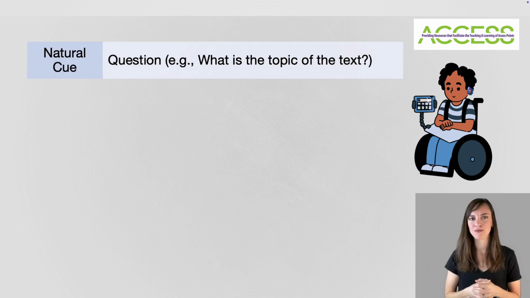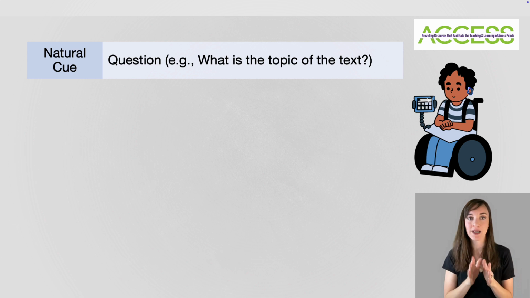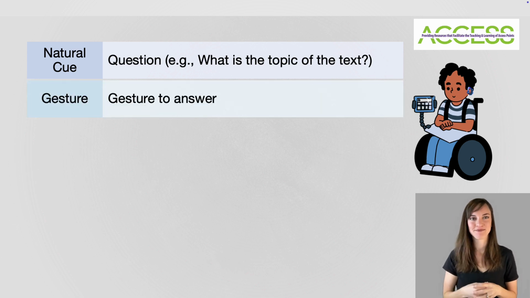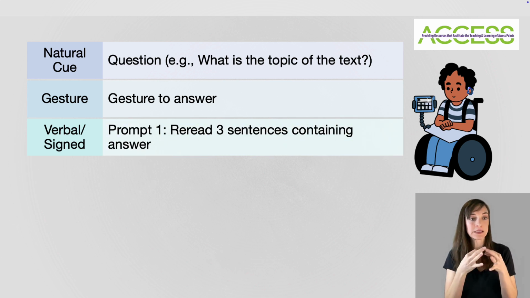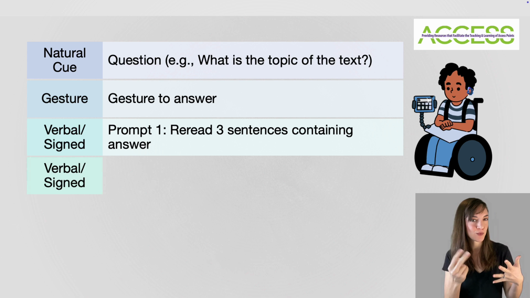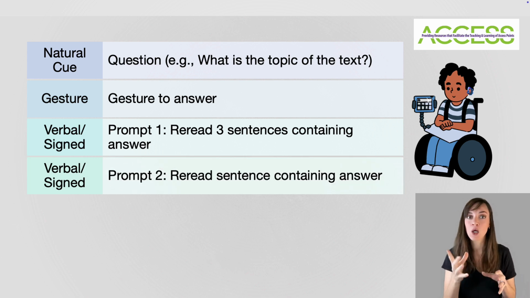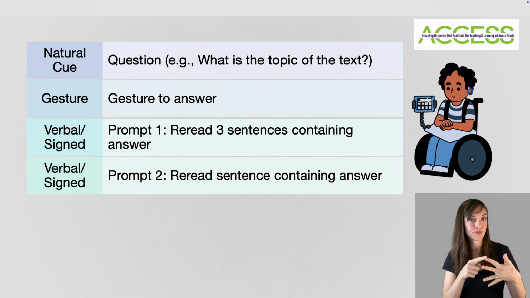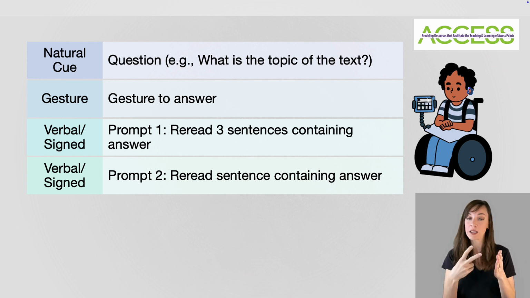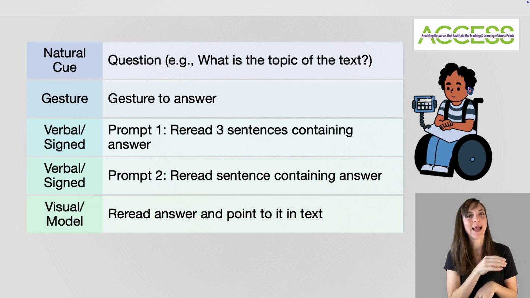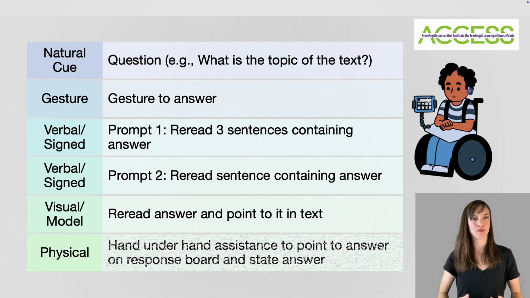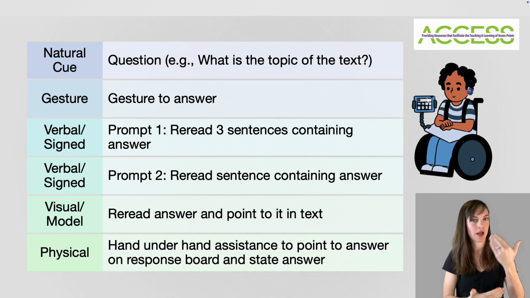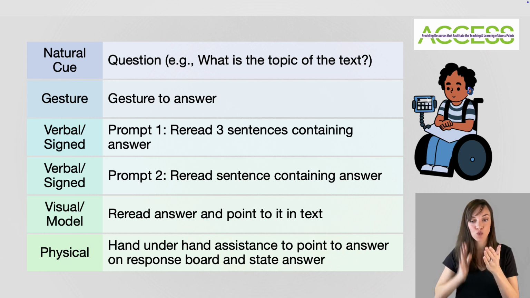Natural cue. Ask a question. What is the topic of the text? Gesture. Gesture to the answer. Verbal or signed. Prompt 1. Reread 3 sentences containing the answer. Verbal or signed prompt 2, reread sentence containing the answer. Visual or model, reread the answer and point to it in the text. And physical, hand under hand assistance to point to answer on response board and state the answer.